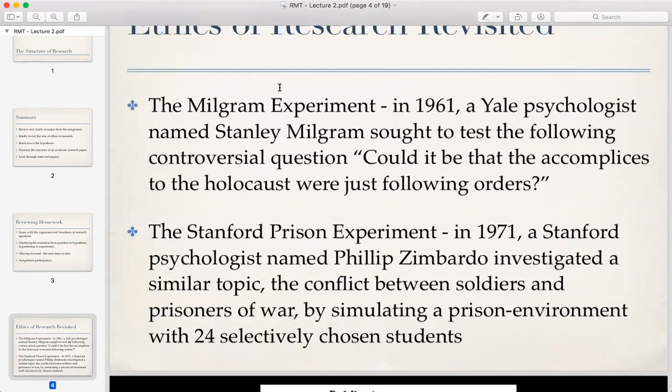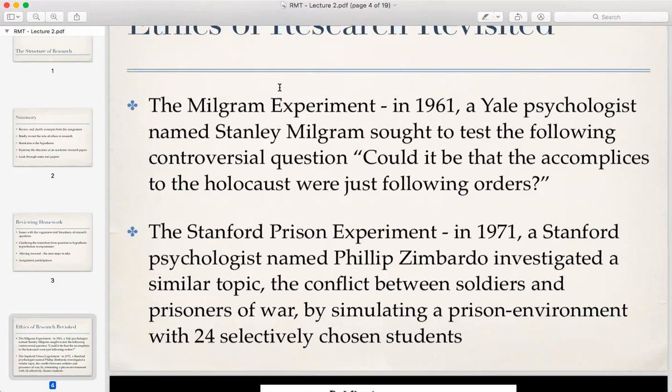The Milgram experiment was done in 1961. It was done by a Yale psychologist, and he sought to test a very controversial question. His question was, could it be that the accomplices to the Holocaust were just following orders, right? You understand that this experiment took place in the context of the Nuremberg trials that were going on, and I think had just recently either ended or was even continuing while Milgram was doing his experiments in the previous years.